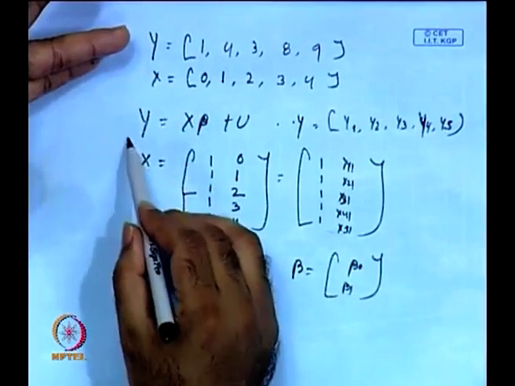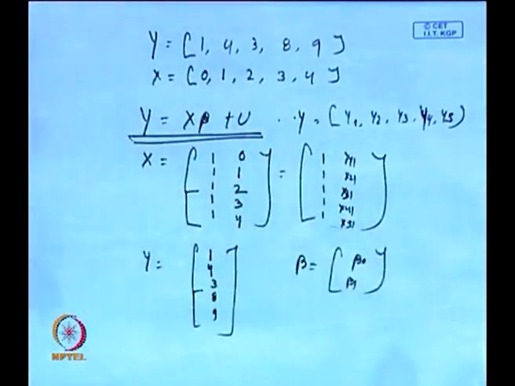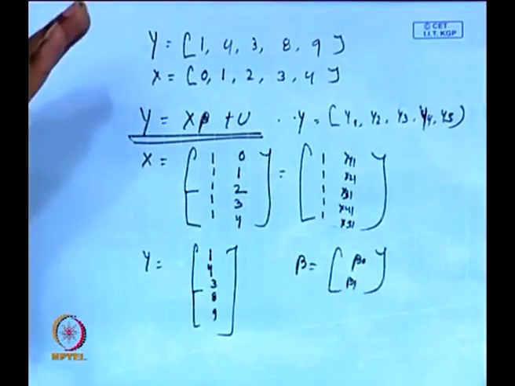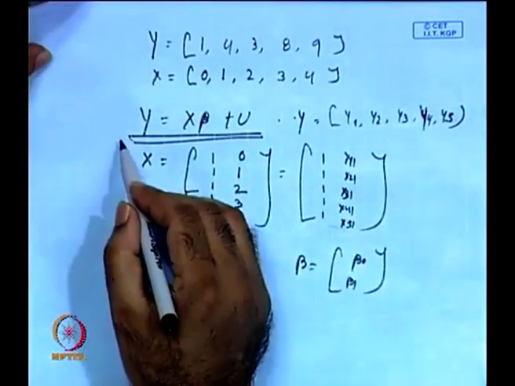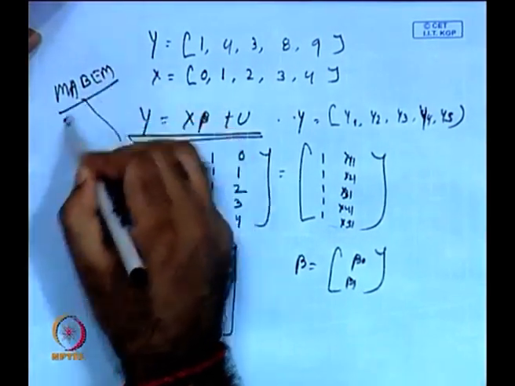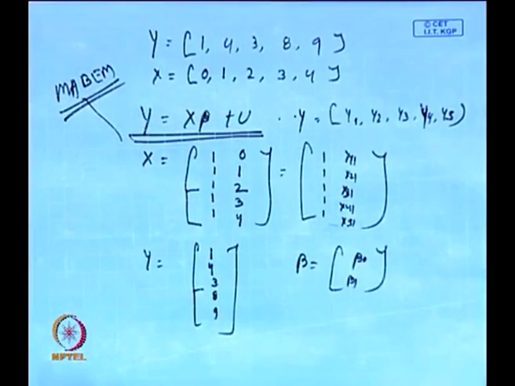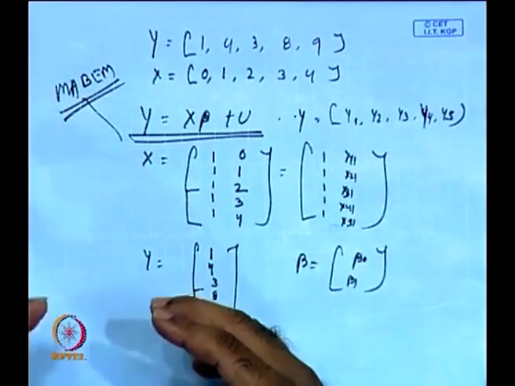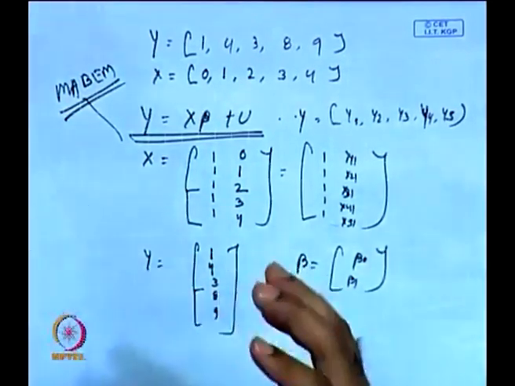So now this is our model, the matrix approach to bivariate econometric models. So y equal to x beta plus u, you know, is very interesting. If the system is 2 variables, we can write y equal to x beta plus u. If it is 3, we can also write y equal to x beta plus u. If the system consists of 4 variables, we can also write y equal to x beta plus u.